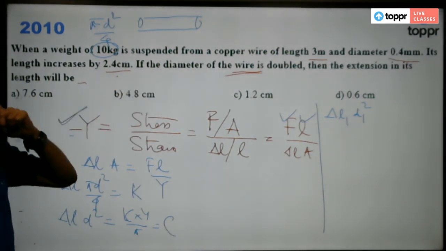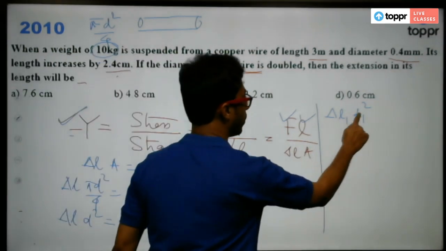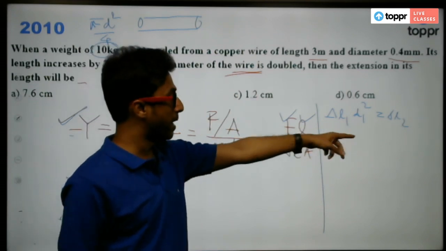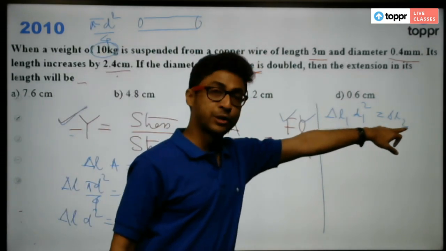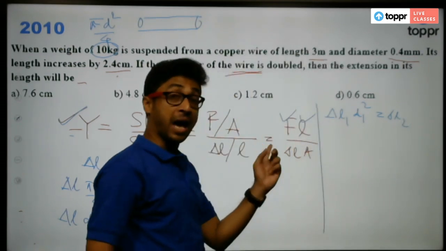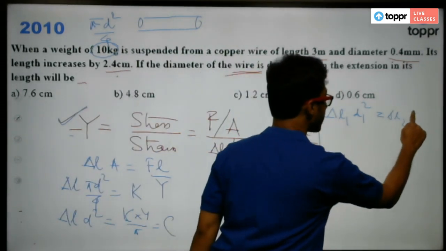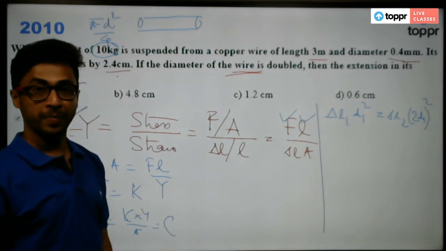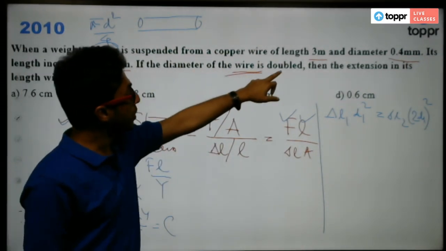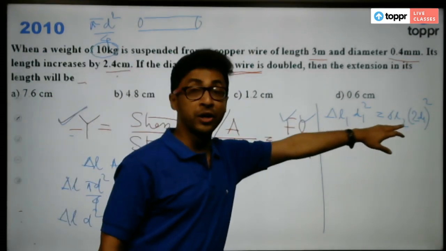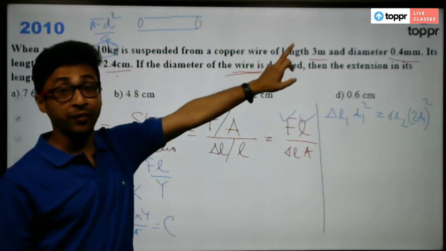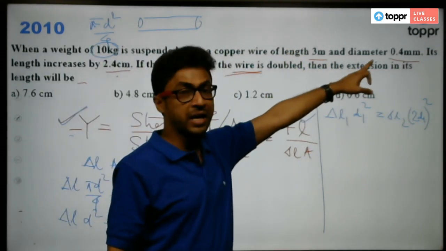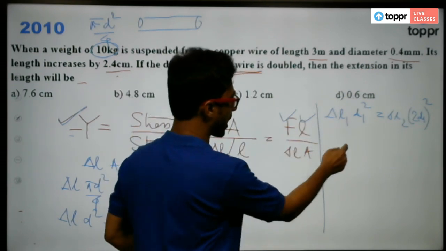Next, the diameter of the wire is doubled, so we need to find out the extension in the next case. That is del L2, and the diameter is doubled, so it is nothing but 2D1 whole square. Now see, with this question I'm using only variables, not actually putting in the values. Because the diameter is doubled, we don't need to consider the actual value of the diameter. They will cancel out.